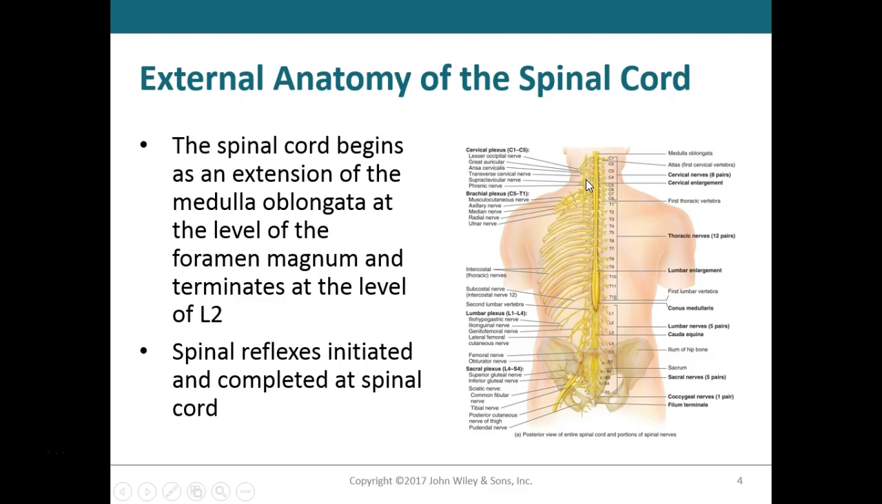So here in the upper part of the spinal cord in the cervical and brachial area, and then lower on the spinal cord in the lumbar and sacral area, you can see where the nerves all interweave together. Each one of those places is called a plexus. So we're going to examine the cervical and brachial, lumbar, and sacral plexus as we continue discussing our spinal cord.